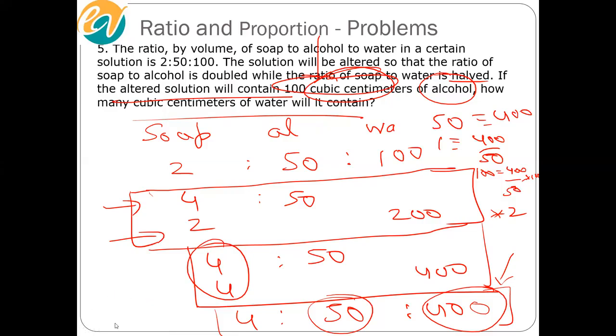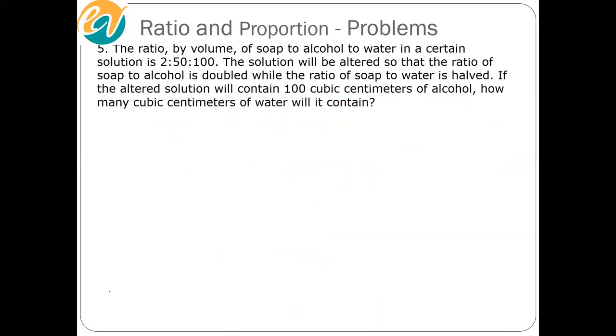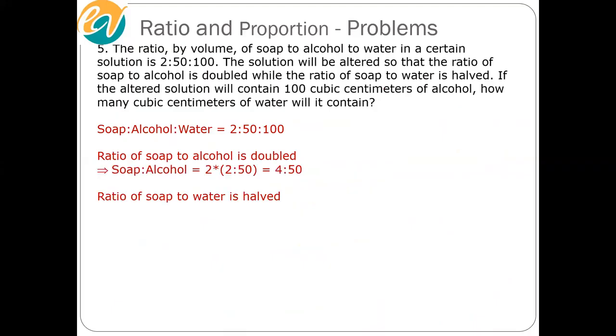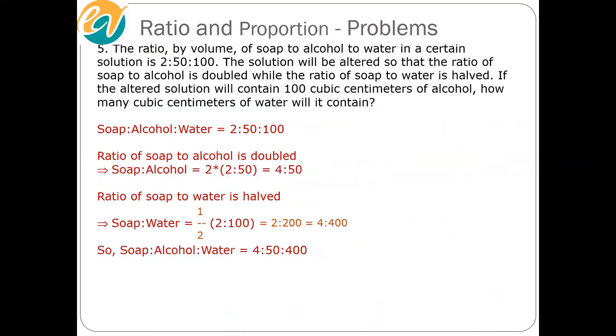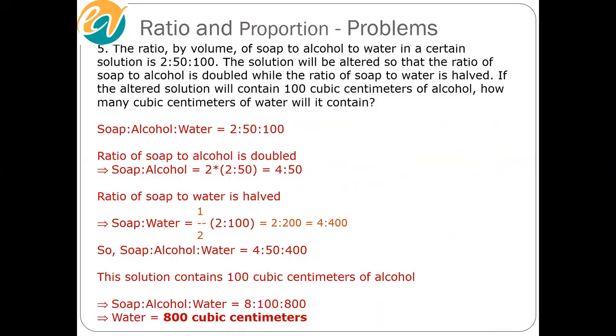So 800 would be the final answer. Very, very classical GMAT question testing you on ratios. So 800 is the final answer. Any doubt, guys? Any doubts? All right.